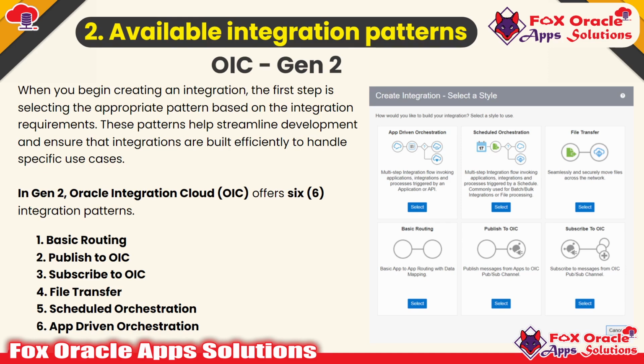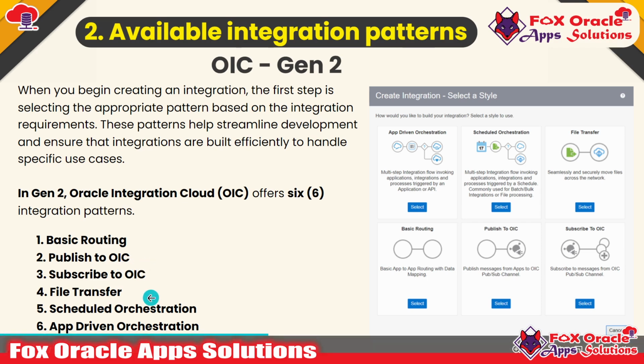So it will just add that source to target mapping, so it will pick something like file transfer or any messages or any endpoint you want to add. So that's what we have for basic, and publish to OIC, subscribe to OIC, file transfer, and the most commonly used, that is schedule integration and app-driven integration.